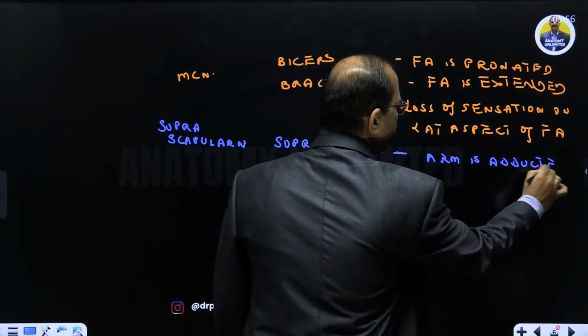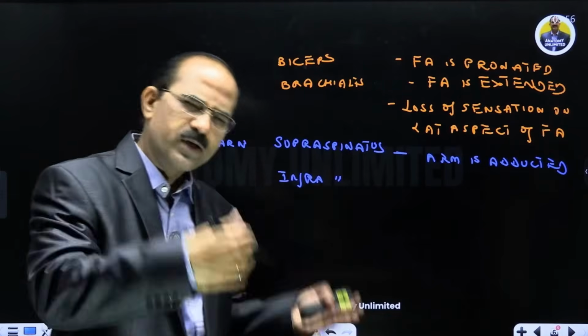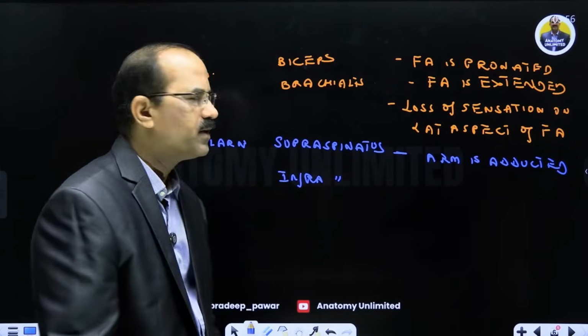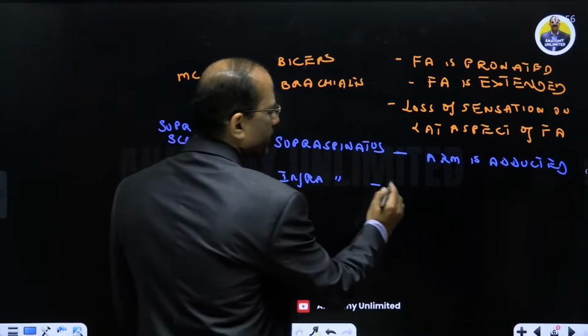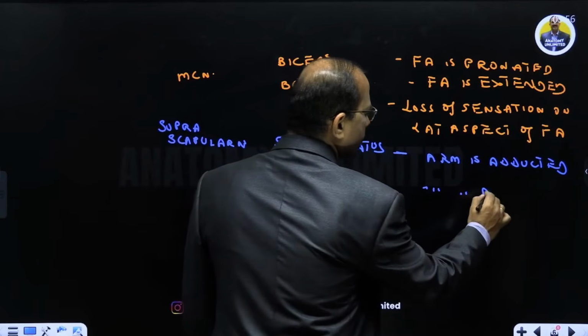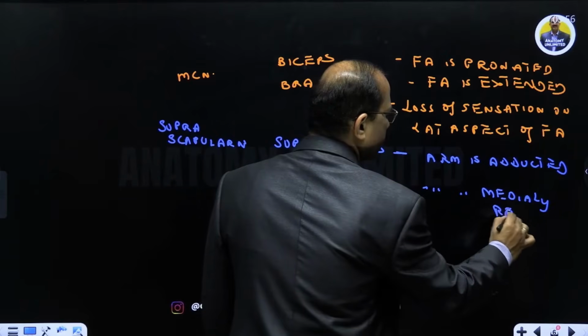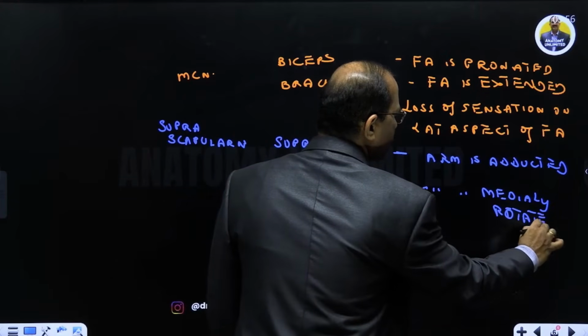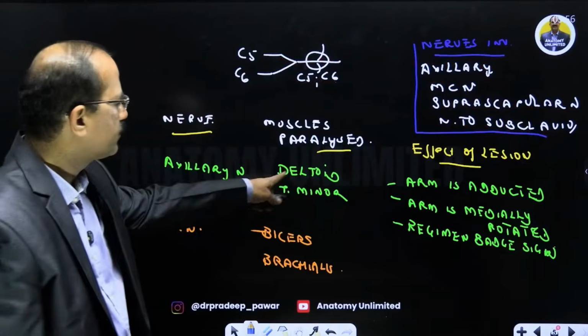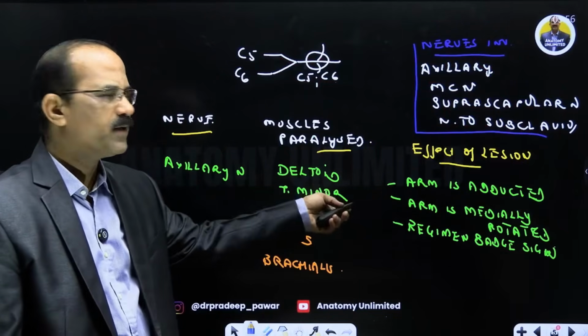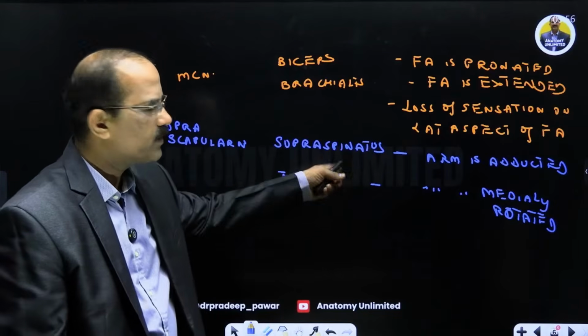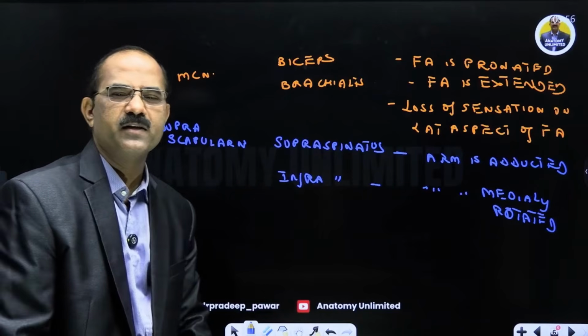Arm is adducted. ये already कौन कर चुका है? This already is done by deltoid. Infraspinatus का action is lateral rotation. So the arm is medially rotated. ये already किसने किया है? This is already done by teres minor. Deltoid and teres minor का same action है, supraspinatus and infraspinatus का. ठीक है.